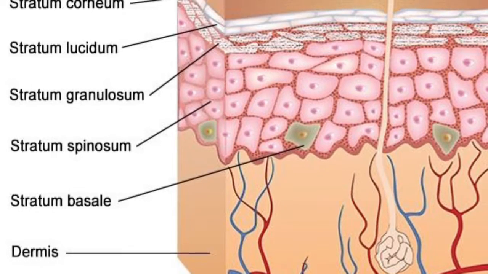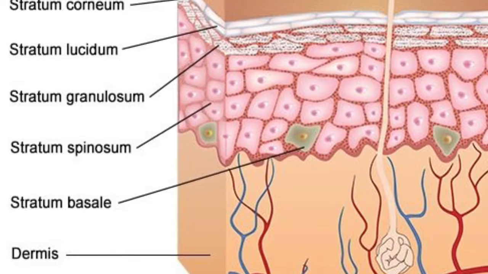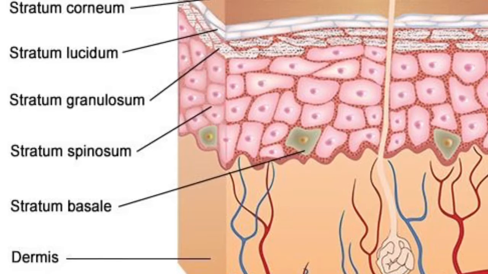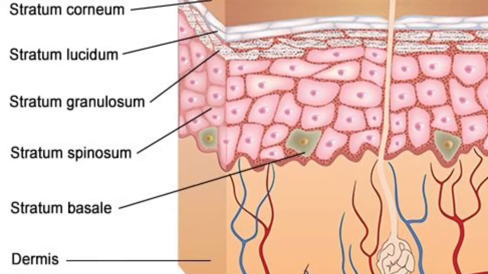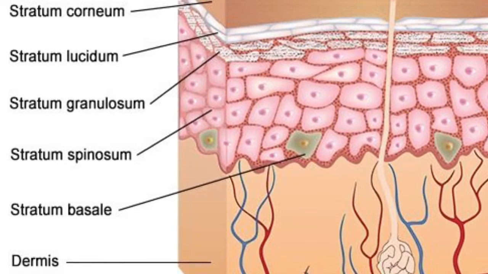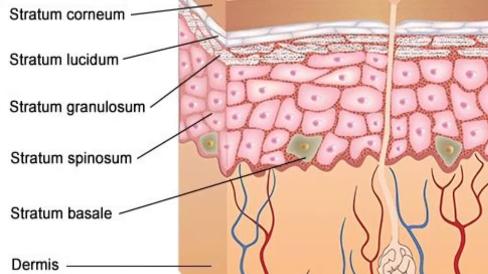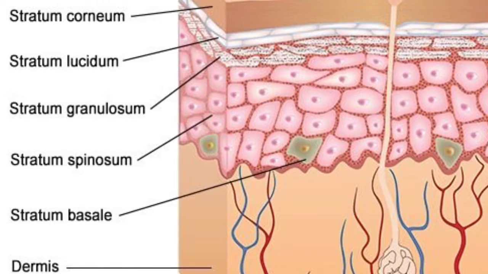The stratum spinosum is the thickest layer of the epidermis. It contains newly formed keratinocytes, which are strengthening proteins. It also contains dendritic cells that help prevent infection. The stratum granulosum is a layer that contains more keratinocytes that move toward the surface.